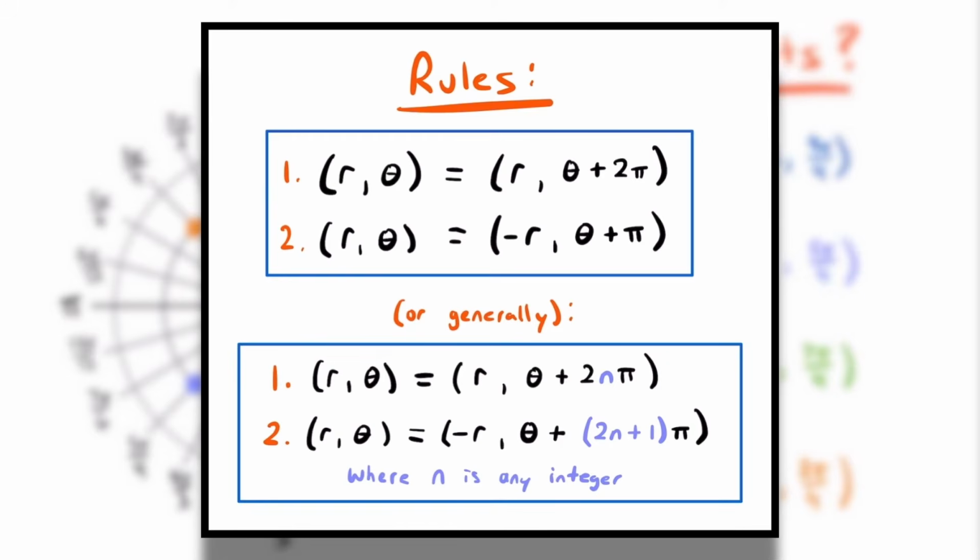Because being able to convert between the two different coordinate systems can be a pretty helpful skill to know later on when you learn how to graph some polar equations. But that's for another time. For now, let's just focus on converting our polar coordinates to rectangular coordinates and vice versa.